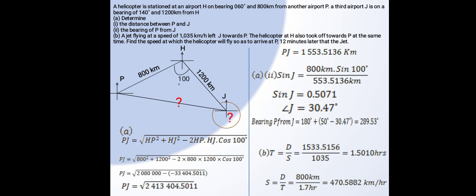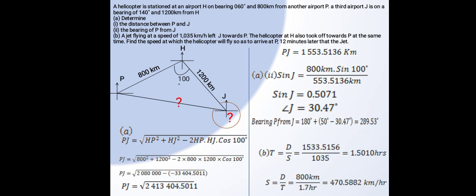A helicopter is stationed at an airport H. It flies on a bearing 60 degrees and 800 kilometers to another airport P. A third airport J is on a bearing 140 degrees and 1,200 kilometers from H. A. Determine 1. The distance between PJ.